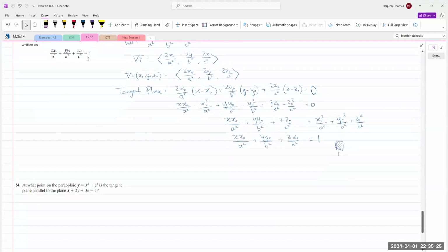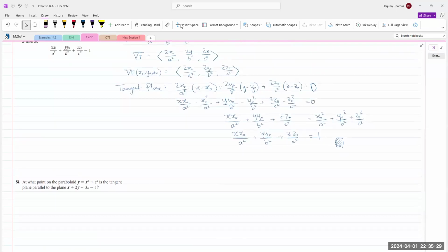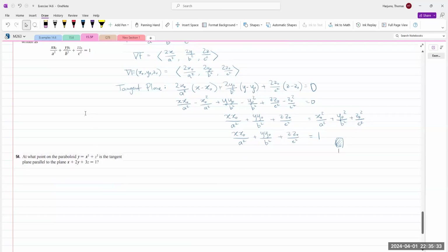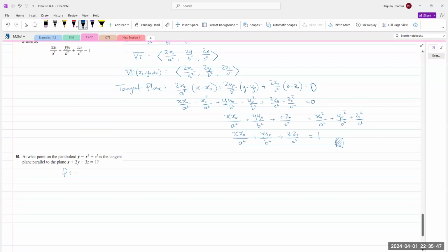Okay, that's for number 51. We have 2 more questions. Okay, let's try. This section has a lot of exercises though, which in my opinion is nice. At what point on the paraboloid is the tangent plane parallel to this plane? Let's call this plane P: x plus 2y plus 3z equals 1. It must be normal to vector 1, 2, 3, right?